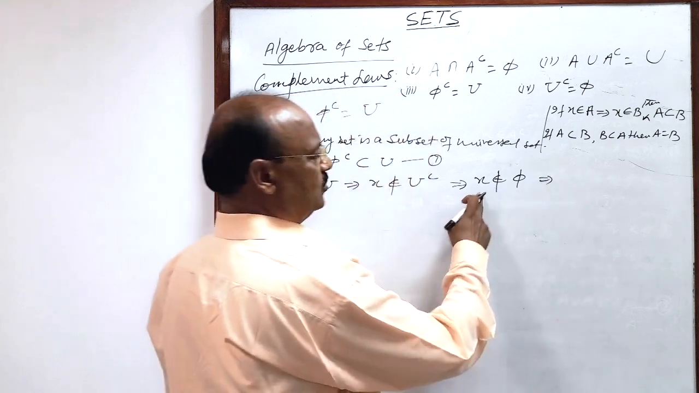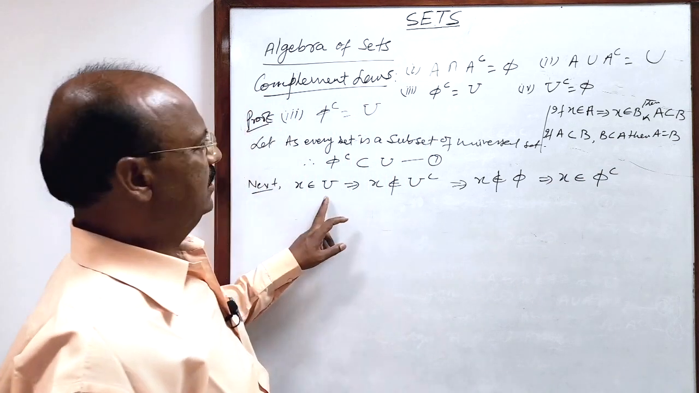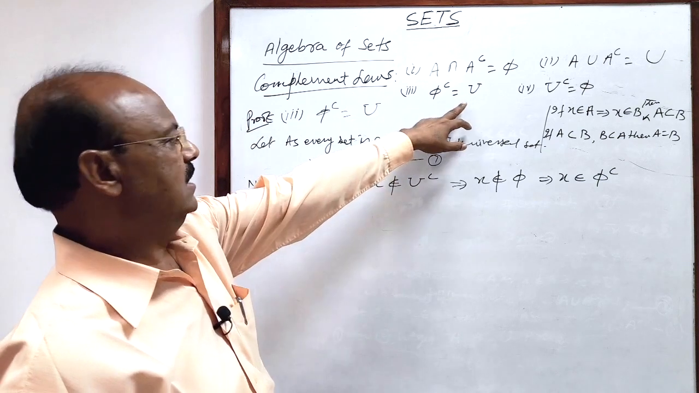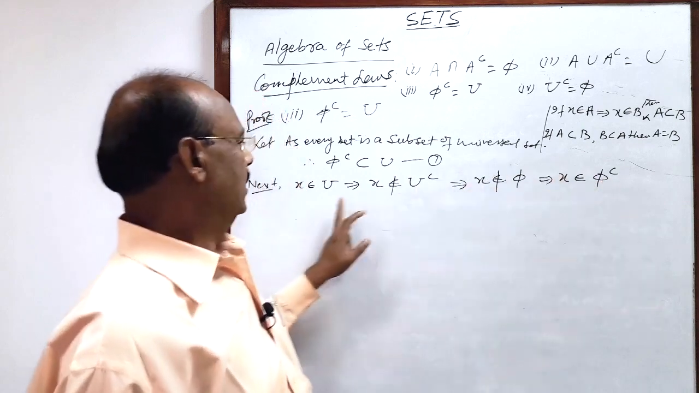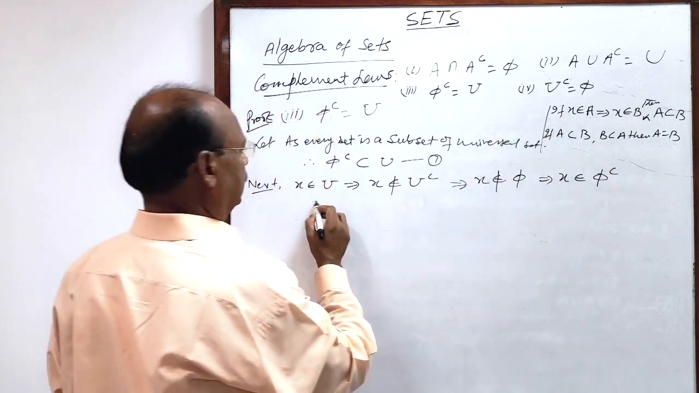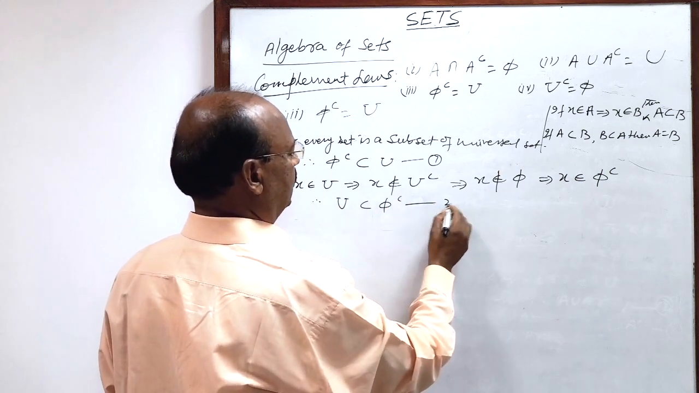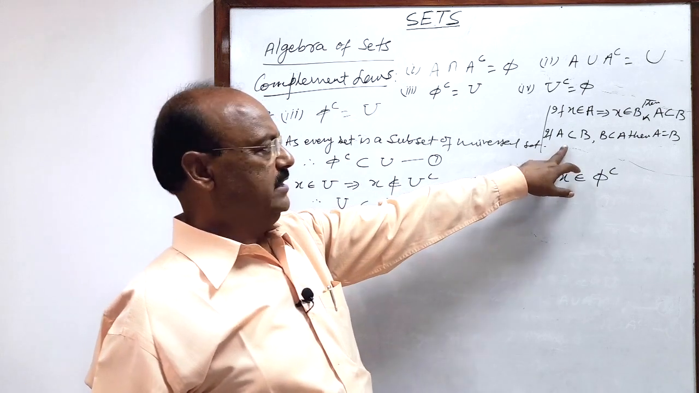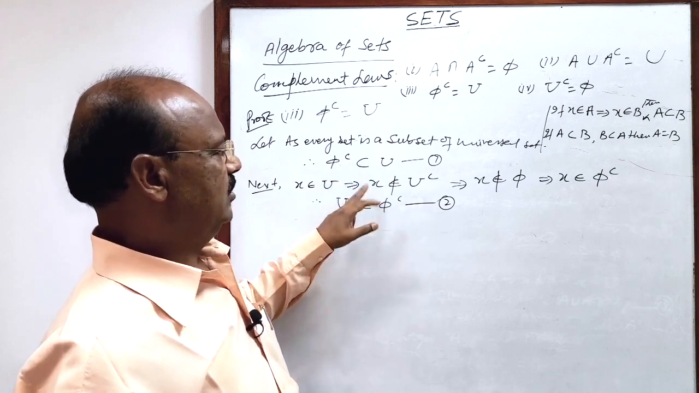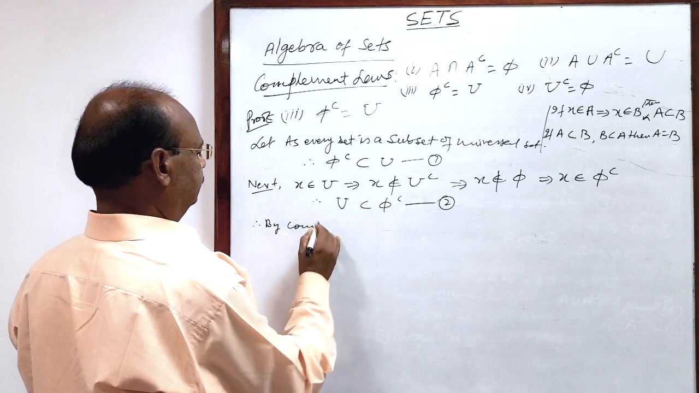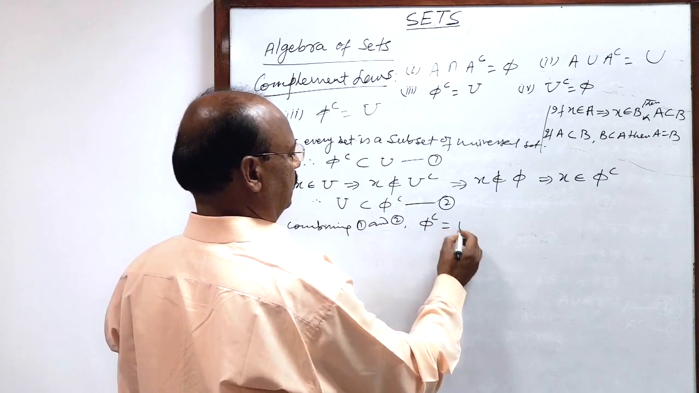And again, if X is not belonging to this set, X will belong to its complement. So you see, here we started with the right hand side, X belonging to the universal set, and we are coming to the left hand side, X belonging to phi complement. So RHS is a subset of LHS by this property. So therefore the universal set is a subset of phi complement. Relation number 2. And now you can use this property: A is a subset of B and B is a subset of A, then A is equal to B. Here LHS is a subset of RHS, here RHS is a subset of LHS. So LHS is equal to RHS. So therefore by combining 1 and 2, we can write phi complement is equal to the universal set.